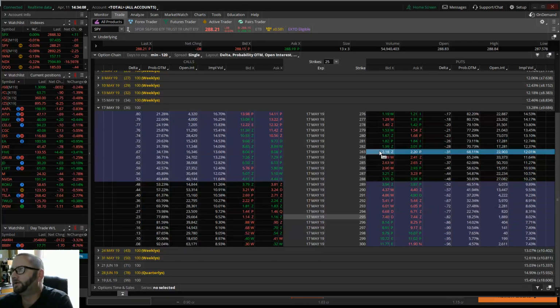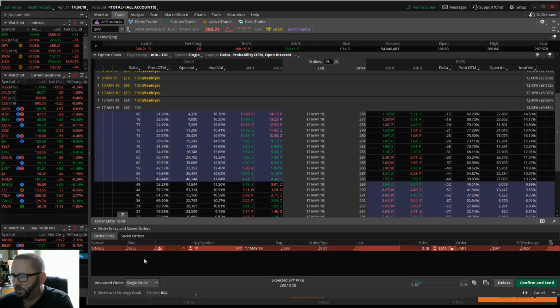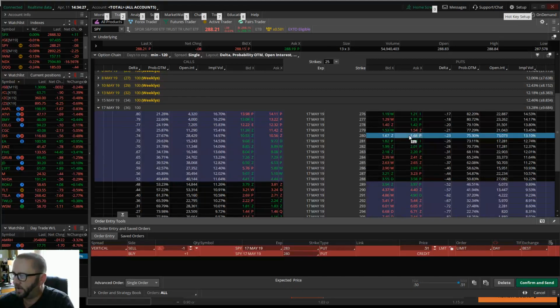The way that I do it is just individually doing the legs. So again, you can just hover over the bid price on the one you want to sell first and click it, and it's going to bring up your sell. If you then hold down control and select say the 280, I want to go $3 wide, and click on the buy, it's going to give you it that way. And you can tell this is a credit spread because it's red.